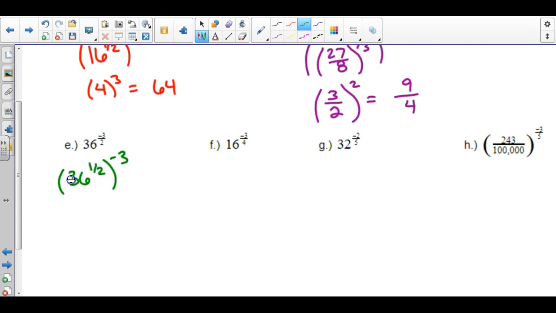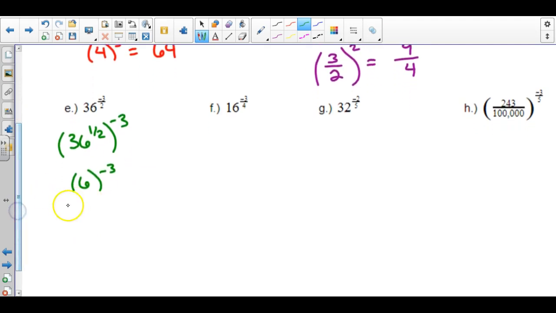36 to the 1/2 is the same thing as saying, what's the square root of 36? So that's 6. And again, what I'm really doing is raising 6 to the negative 3rd power. So I'm going to use some of our exponent rules again, and I'm going to rewrite this as 1 over 6 to the positive 3 by dropping that exponent to the denominator. And that is really 1 over 6 times 6 times 6, which is 216.